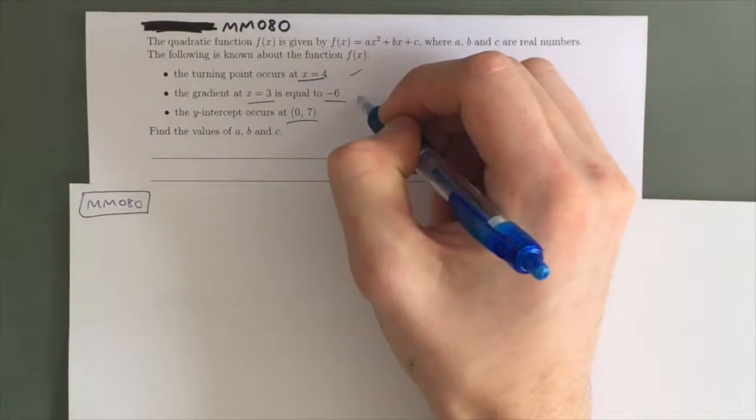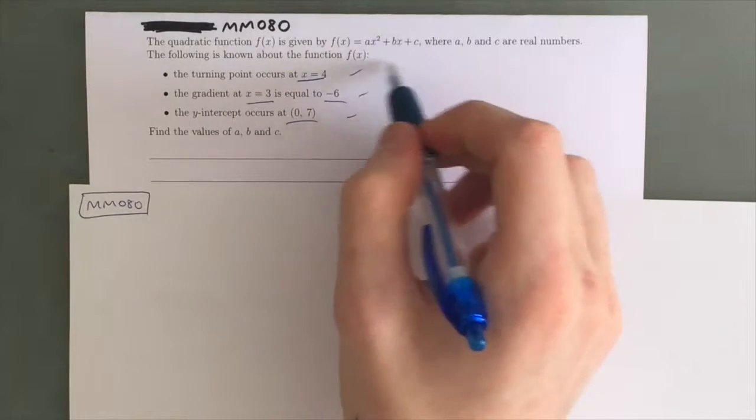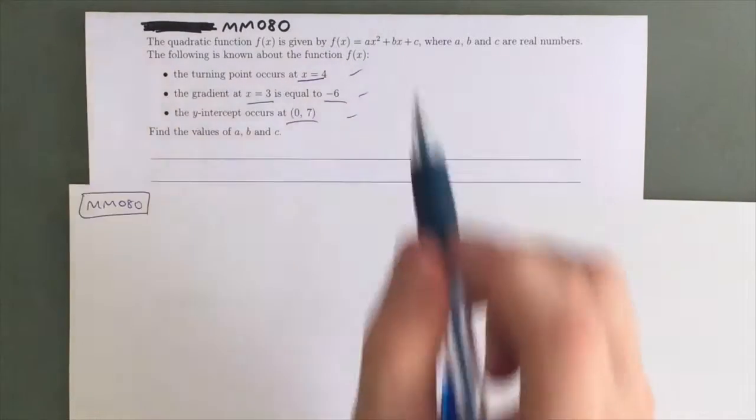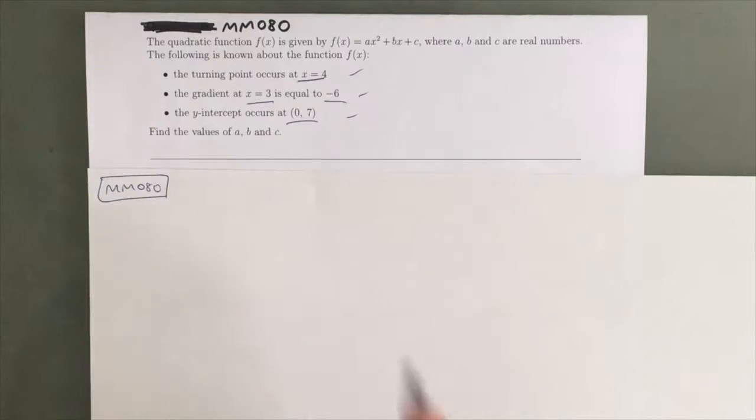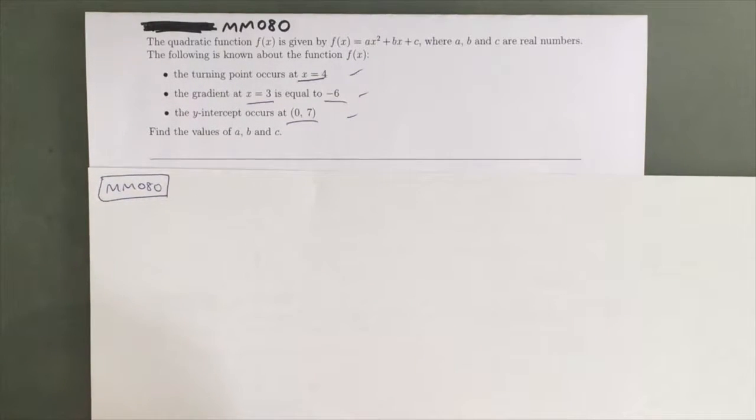So we're given 3 points of information, and we need to use each one of these points to find the different values of a, b, and c. So let's start with our turning point occurs at x equals 4. So how do we actually find out what the turning point is? There's two ways. First is differentiation, and second is simply the normal turning point formula.